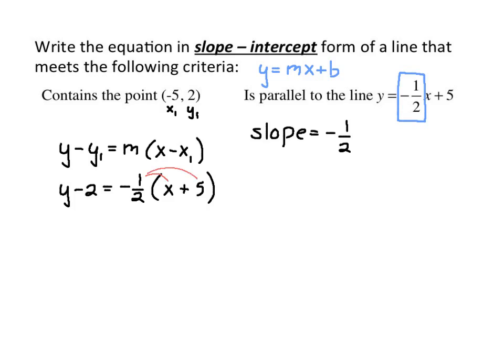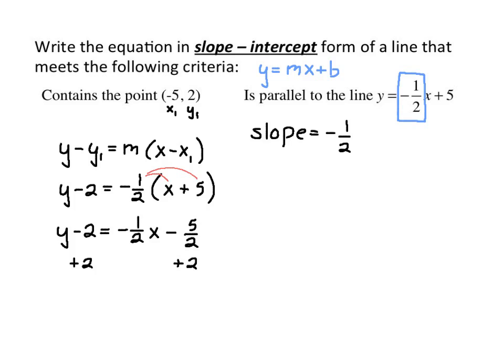If I multiply the negative 1/2 across, I still have y minus 2 equals negative 1/2 times x, which is just negative 1/2 x. And negative 1/2 times 5 is simply negative 5 over 2. Now at this point, the only thing I need to do is simply add the 2 to both sides to solve for y. So I can add 2 to both sides.